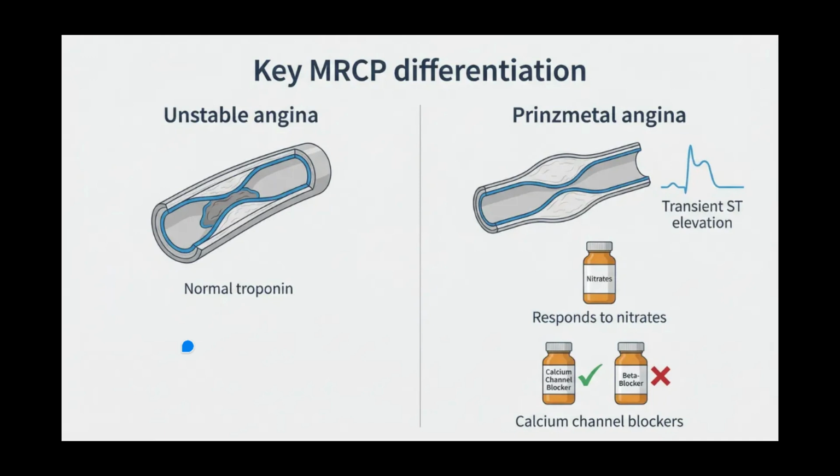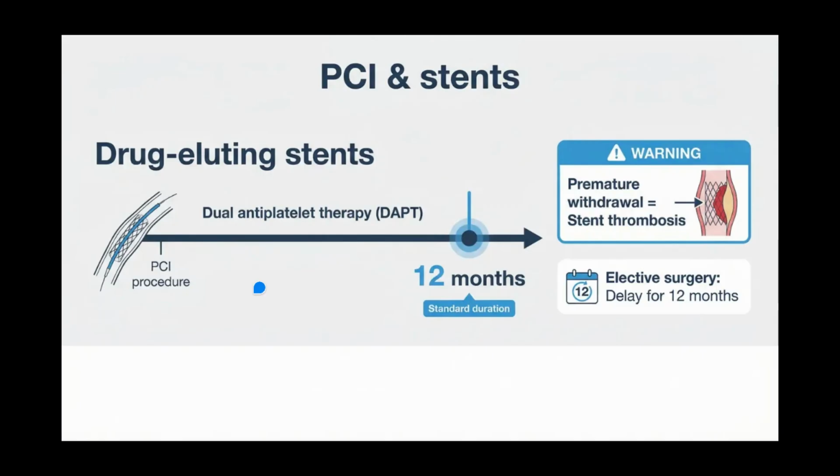Prinzmetal angina is due to coronary vasospasm, causes transient ST elevation, responds rapidly to nitrates, and is treated with calcium channel blockers, not beta blockers. Drug-eluting stents require dual antiplatelet therapy for 12 months. Premature withdrawal of antiplatelet therapy is the most common cause of stent thrombosis. Elective surgery should be delayed for 12 months after drug-eluting stent insertion.